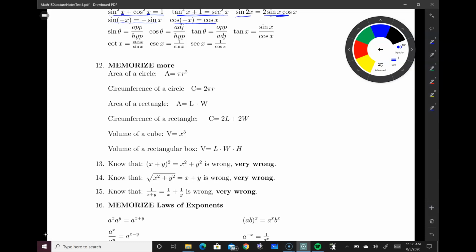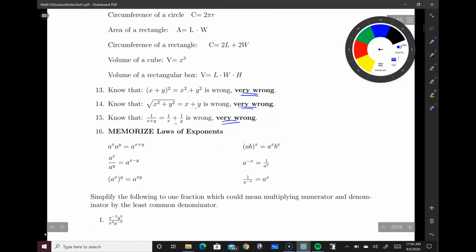All right, so this is really, really wrong, very, very bad math, right? This is not true. This is not true either, and this is not true. So these are all very wrong. Make sure that those don't happen on your paper.